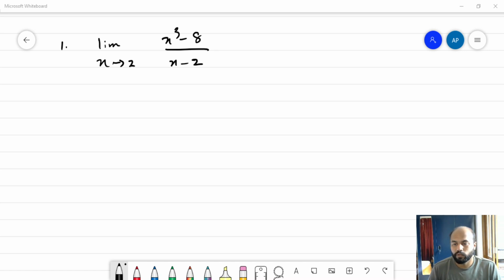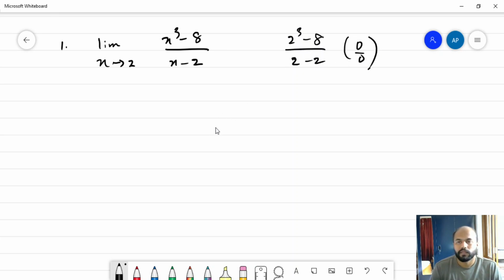The next type of problem that we are going to evaluate is this. So in this case, we have got a rational function, and this rational function has to be factorized first and then evaluated. So you clearly can see that this is going to be 2 cube minus 8 by 2 minus 2. So this is of the 0 by 0 form, and hence we cannot evaluate the value of this limit by directly substituting the value of 2 in the function. So let's see what can be done.